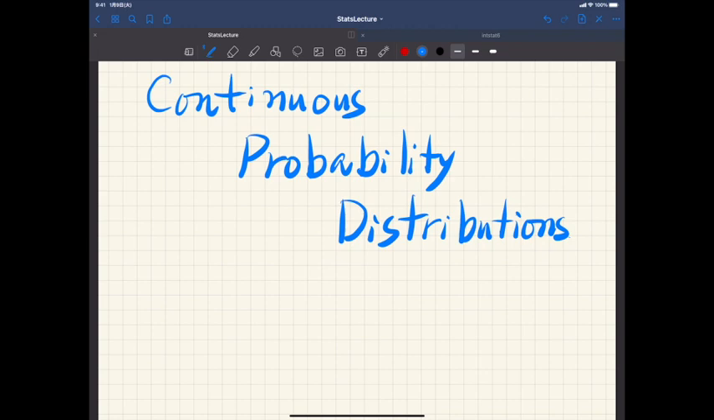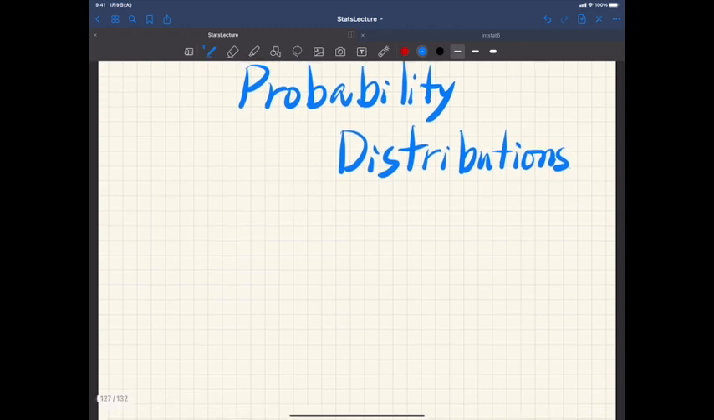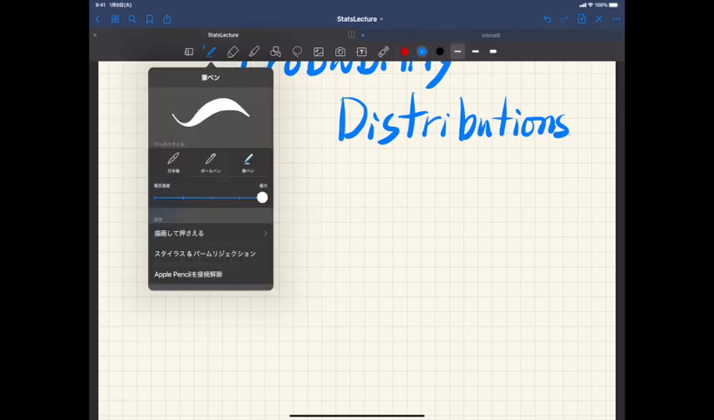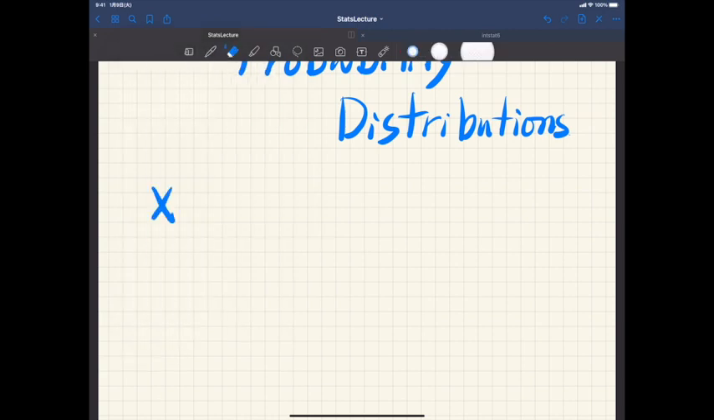Okay, today we are going to study some of the concrete continuous probability distributions. First of all, let us review the density functions. Let's say x is a continuous random variable. Then we can usually assume the existence of a density function.